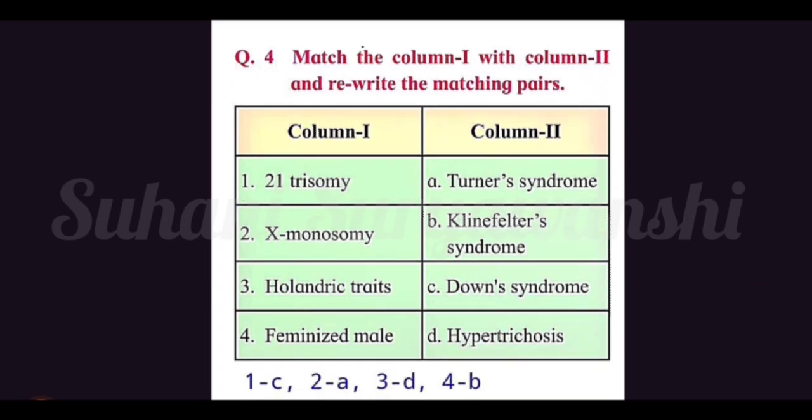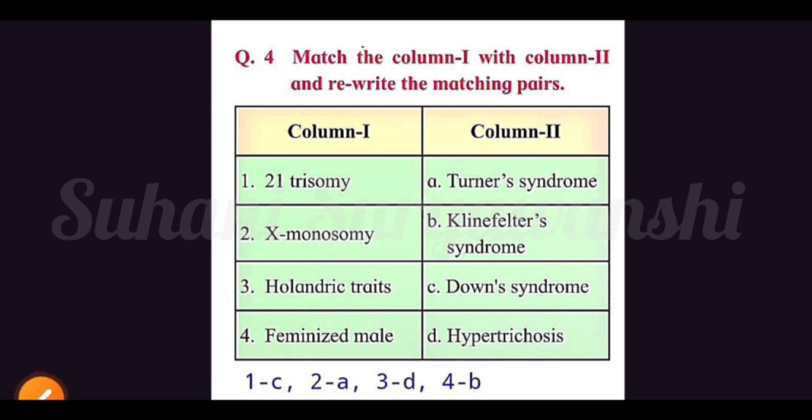column 1 with column 2. So column 1, 21 trisomy, the condition is Down syndrome. X monosomy, the condition is Turner syndrome. Holandric traits, the condition is hypertrichosis. Feminized male, the condition is Klinefelter syndrome. You can check out the answers which are given here.